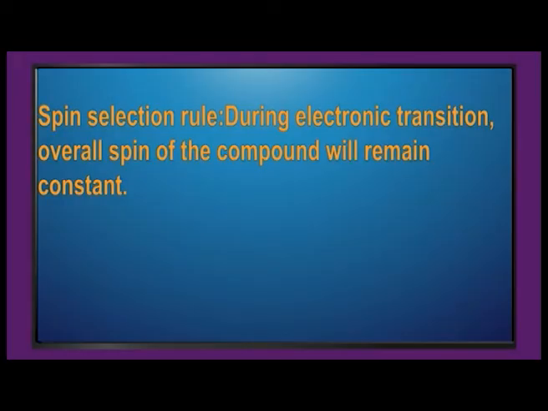According to the spin selection rule, during electronic transition, the overall spin of the compound will remain constant. That is, there will be no change in the spin of the excited electron during the electronic transition. This is why compounds of manganese and zinc in their +2 oxidation states are mostly colorless. I think you need a little elaboration of this. Let us take an example of [Mn(H2O)6]2+.